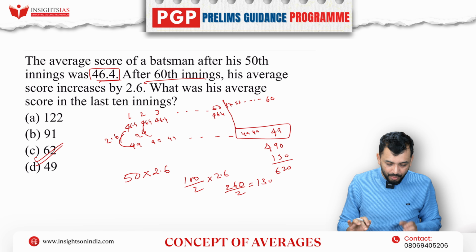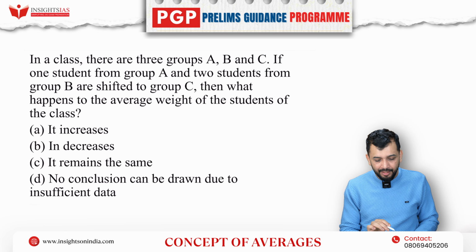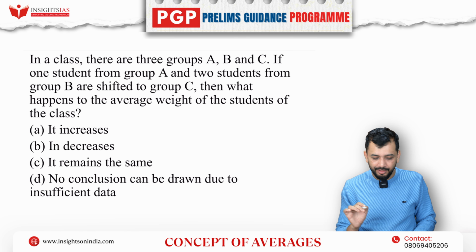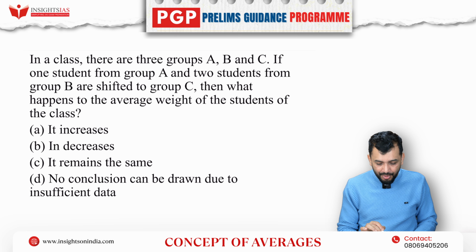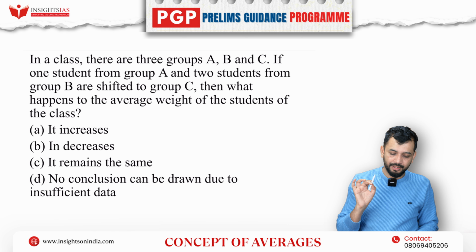Okay, now we'll do one more problem, you understand it better. This is a logical problem. In a class there are 3 groups, A, B and C. If one student from group A and 2 students from group B are shifted to group C, right?